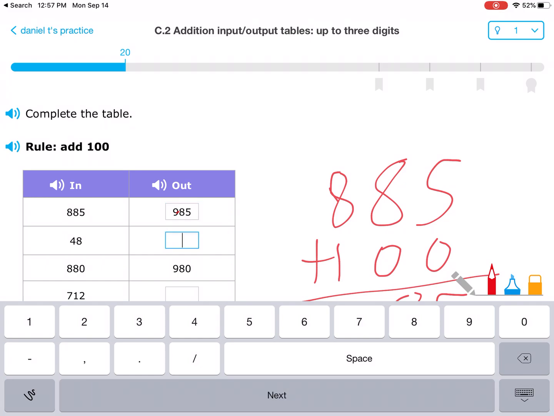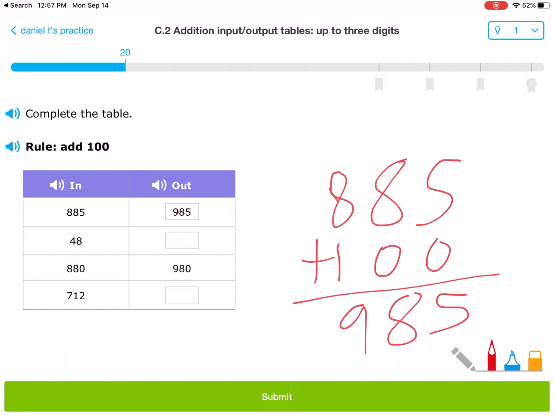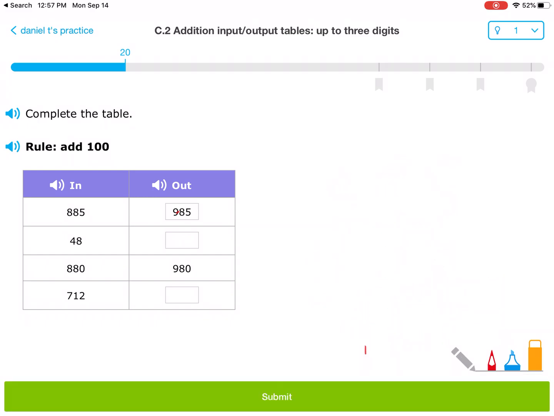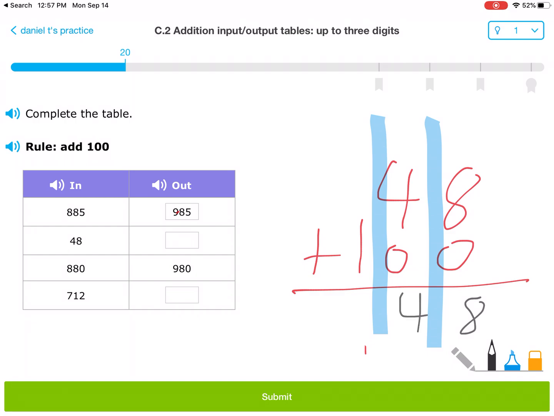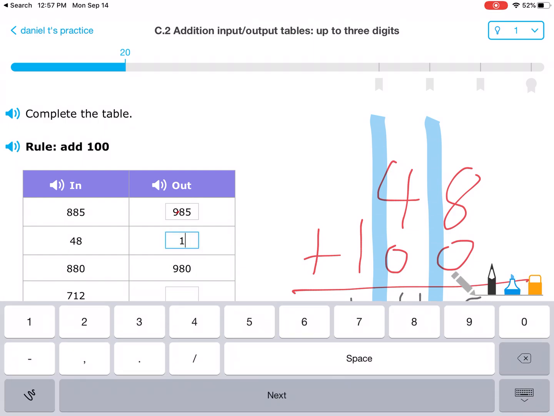Now this one's a little bit tricky. I think I'm going to write it out. So I'm adding 48, but I'm adding 100 to it. The reason I want you to use your notebook is we've got to make sure that we line up these numbers. So 8 plus 0 is 8, 4 plus 0 is 4, and 1 plus nothing is 1, so I end up with 148.